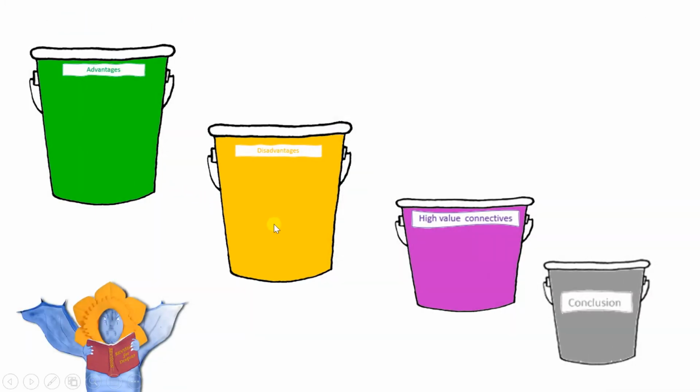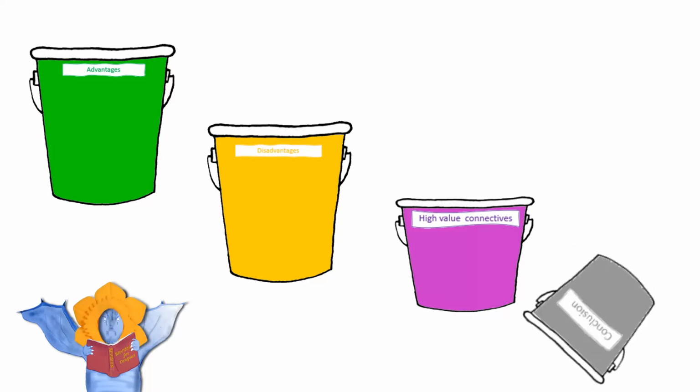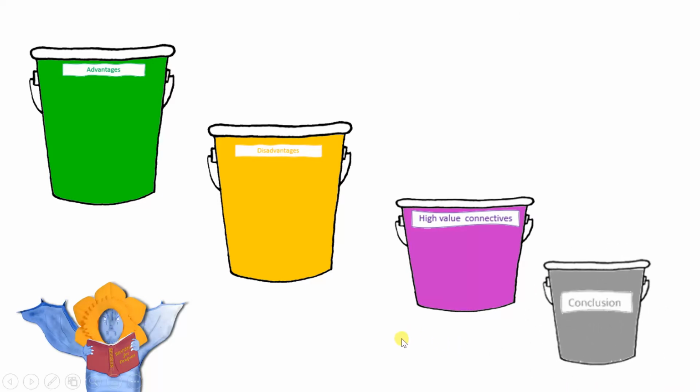So hopefully you're all familiar with the rainbow buckets for extended writing, where we're looking at advantages, disadvantages, and we write them together with high value connectives and competing points in the conclusion. This is an explain question, so you're going to need to use the disadvantages because we're talking about inaccurate financial documents, so we're talking about a problem.